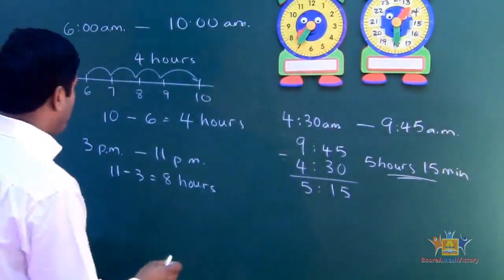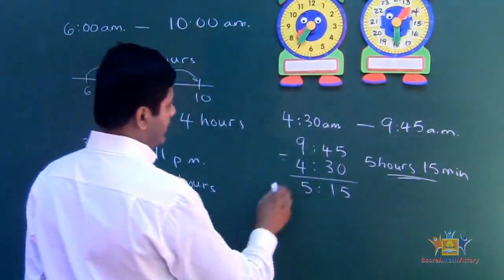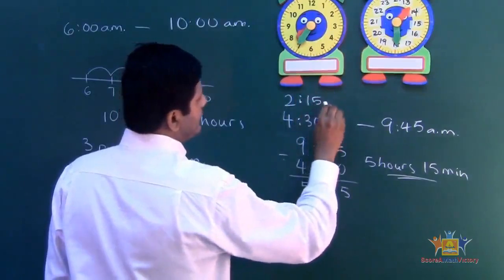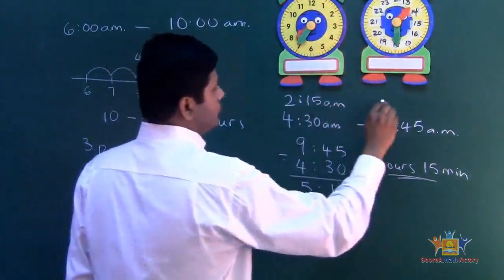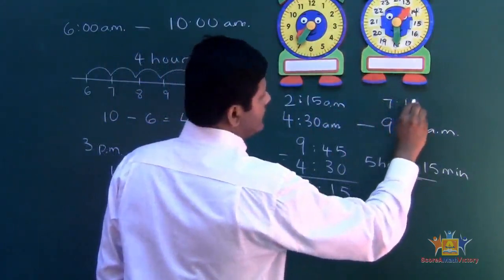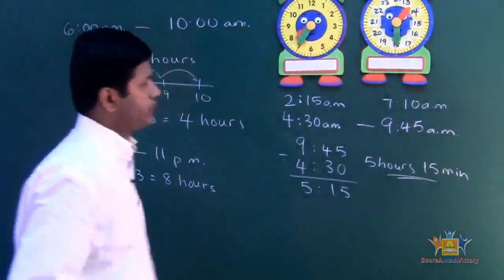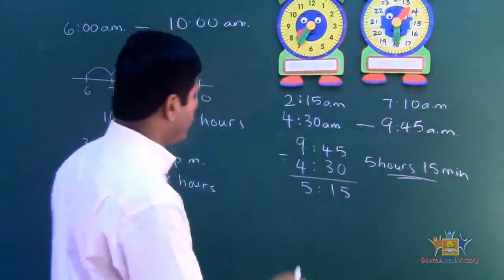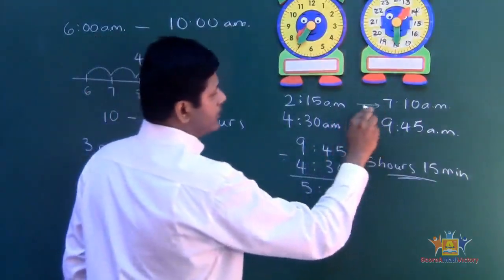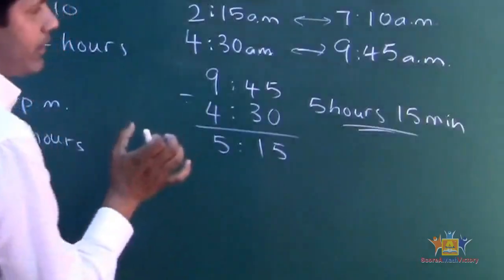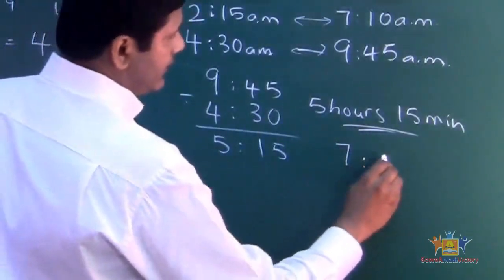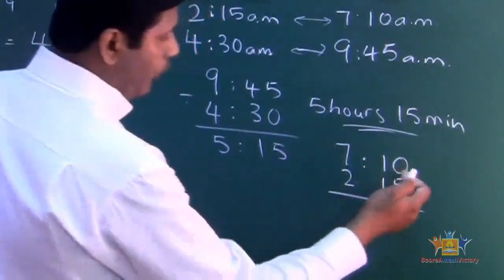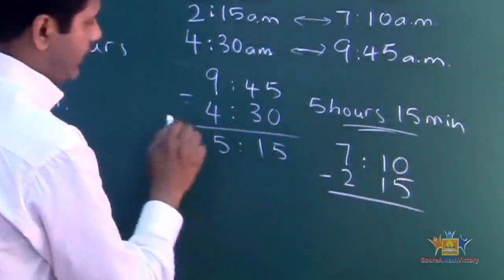Now what about another one? Let's say I ask you to find the interval from 2:15 AM to 7:10 AM. Again, we subtract because both are AM. I take the big number, 7:10, and line it up with the small number, 2:15. Always start on the right when you're subtracting.